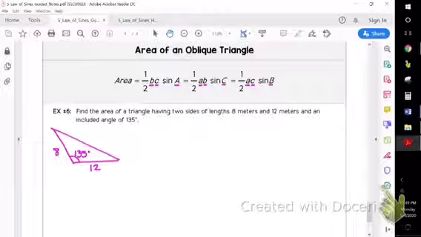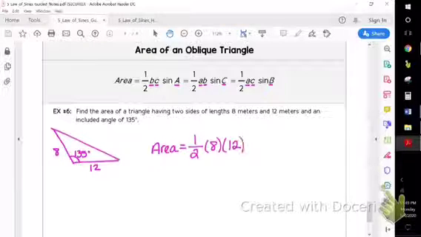So to find the area A, which I'm going to write area, sometimes you'll see it actually labeled with the letter K. Since that A is an angle on the triangle, they don't usually label it the same anymore. Alright, so our area is equal to 1/2 times side 1 times side 2 times sine of the angle between them.